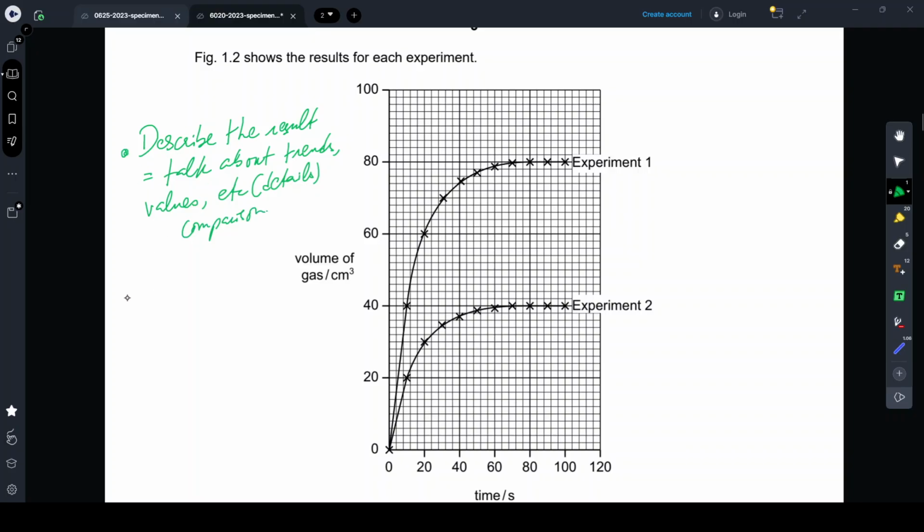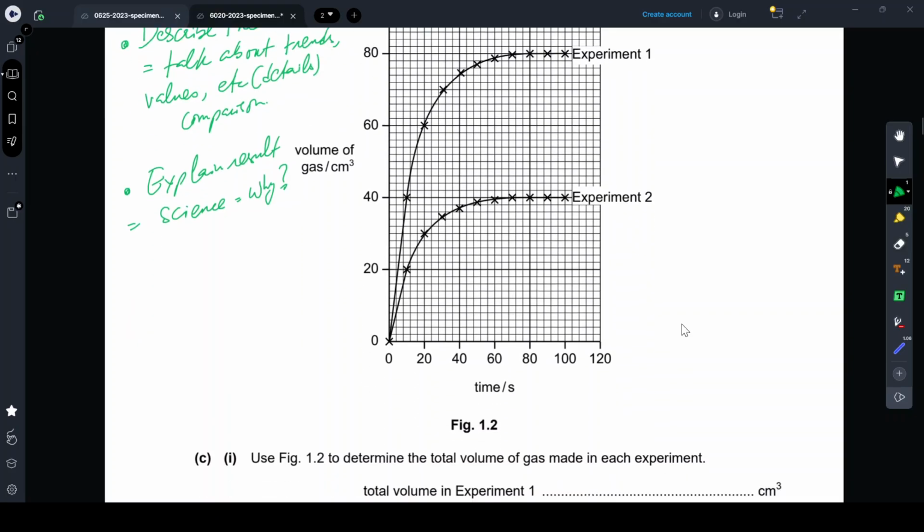If they ask you to explain the result, then that means you're going to talk about the science behind it. Why is the result like this? Okay.